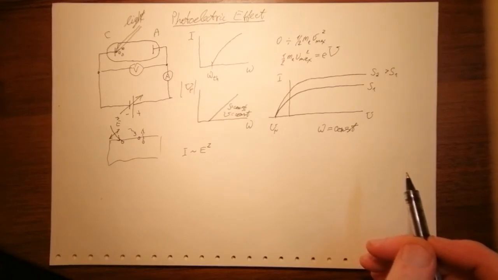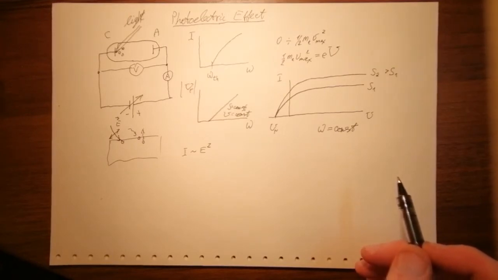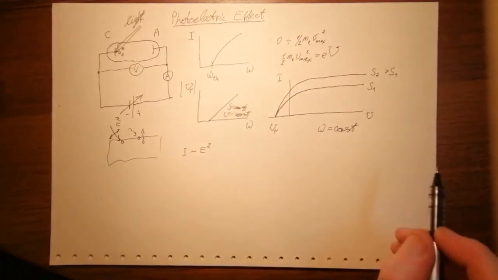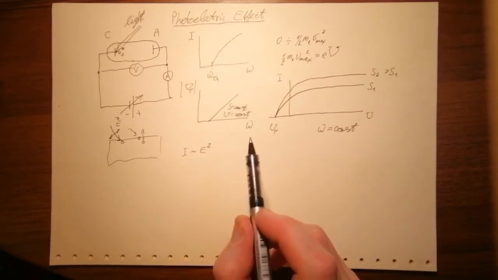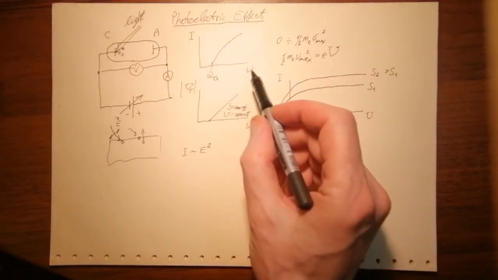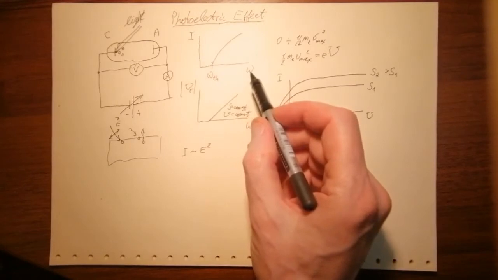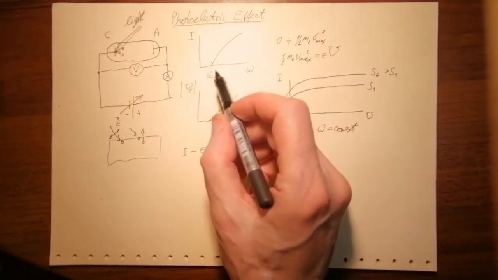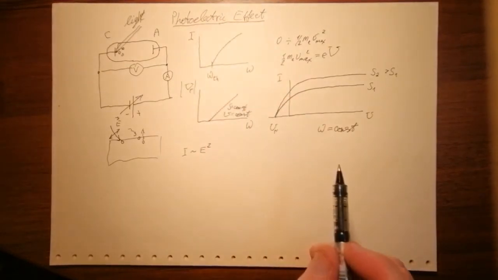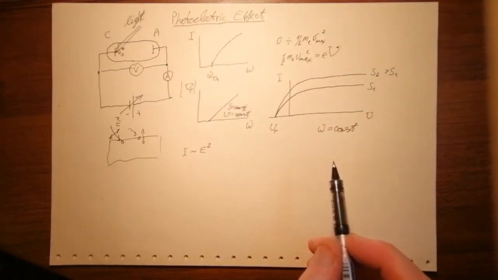Next, the question is how to explain the existence of this threshold frequency. From the point of view of classical physics, there is no reason to have this omega threshold, because the oscillator energy does not depend on frequency, so it cannot be explained in the framework of classical theory.